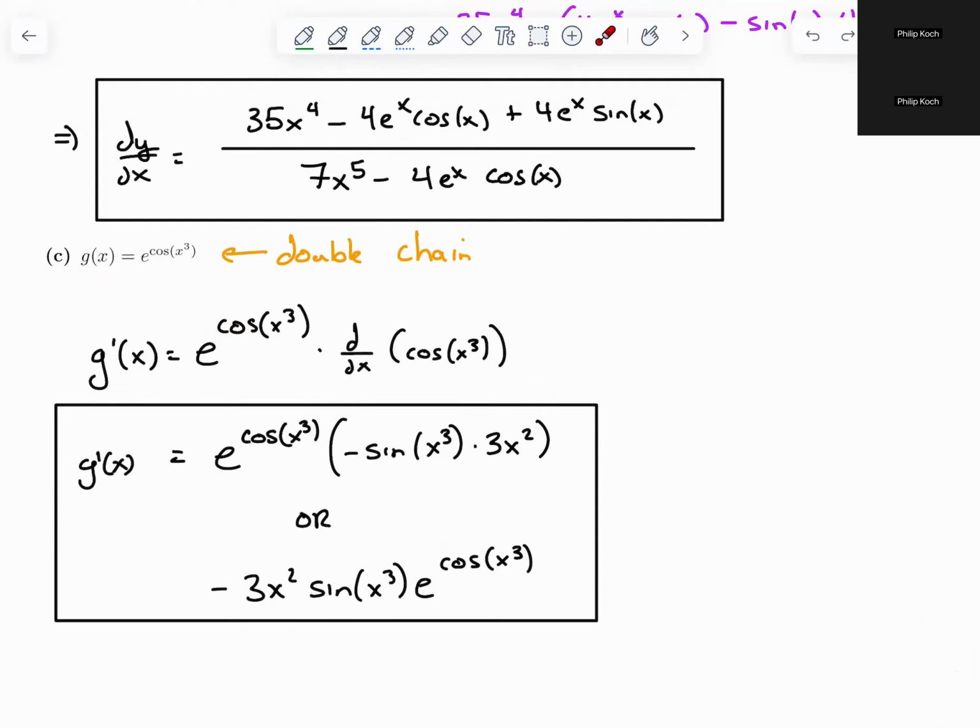But this is e to the cosine of x cubed. So the derivative of e to the cosine x cubed, derivative of e is e itself, so it's e to the cosine of x cubed times the derivative of the inside, being cosine x cubed. That's another chain rule. The derivative of cosine is negative sine, so that's why it's negative sine of x cubed times the derivative of x cubed, which is 3x squared. And then you could write it prettier as negative 3x squared sine x cubed. I guess I probably should have put this in front, but either way. All right, any questions on that?